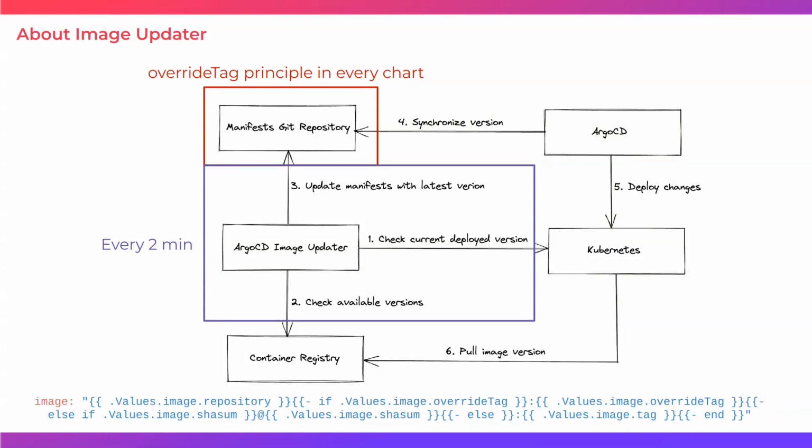But the idea was also to be able to deploy a new version of an application. So what we did was, inside the chart, allow the use of something we call the override tag. Basically, if you use the override tag, the chart will not deploy the version you put in the tag, but the one in the override tag. So everything done by Argo CD Image Updater is overridden. And once you've tried everything and you want to deploy back the version from production, you just remove the override tag and everything comes back to normal.